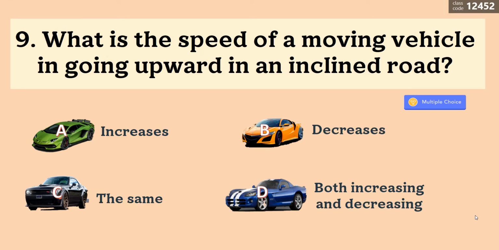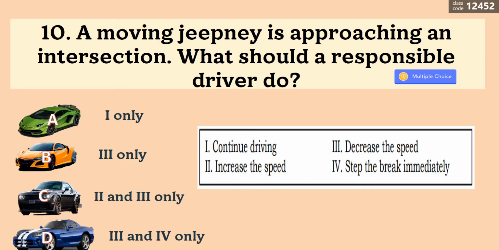What is the speed of a moving vehicle going upward in an inclined road? A, increases. B, decreases. C, the same. Or D, both increasing and decreasing. Very good. That is correct. It's letter B, decreases. Let's move on with question number 10.